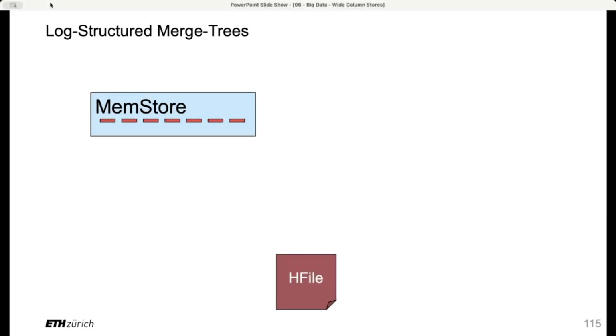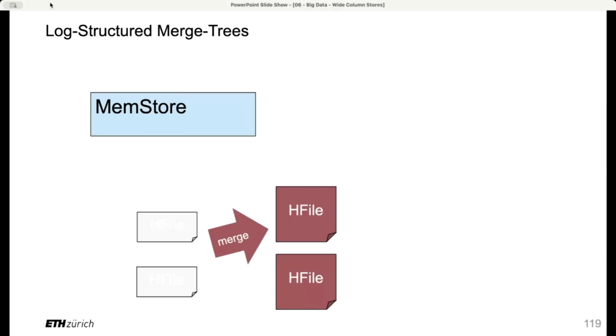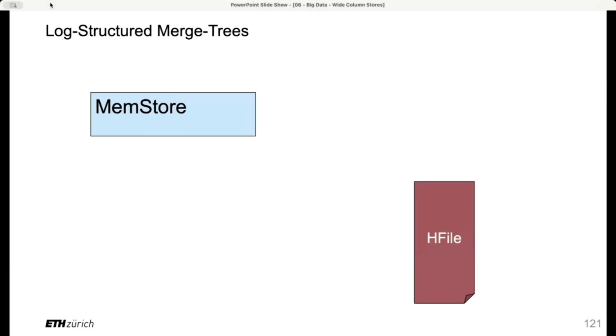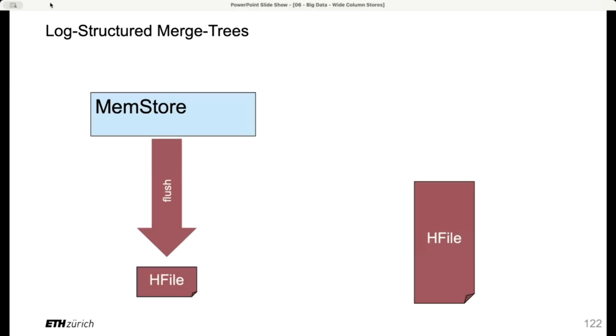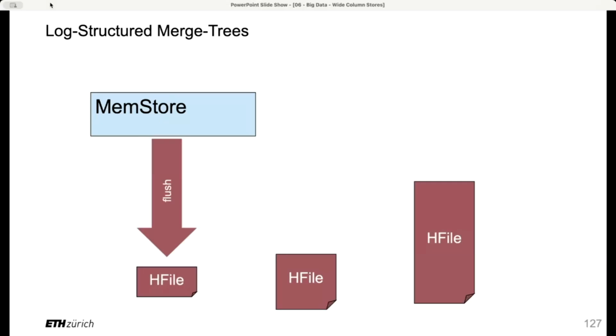Now the memory is full again. What do we do? We flush. You see, you're getting used to it. The MemStore is full again, so we flush. But now we have two HFiles of the same size, roughly, so we compact. Now we again have two HFiles at the same level, so we compact. Now the MemStore is full again, so we flush. We have two HFiles at the same level, so we compact. The MemStore is full again, so we flush.